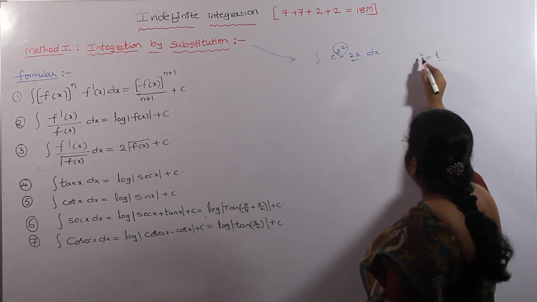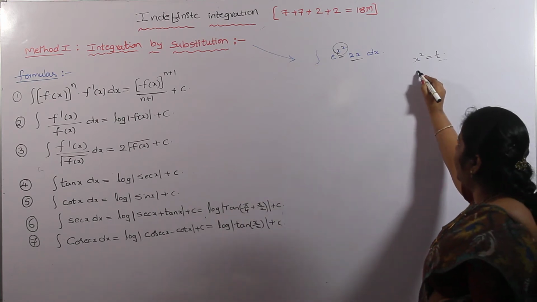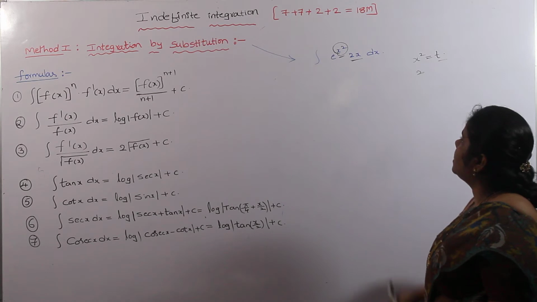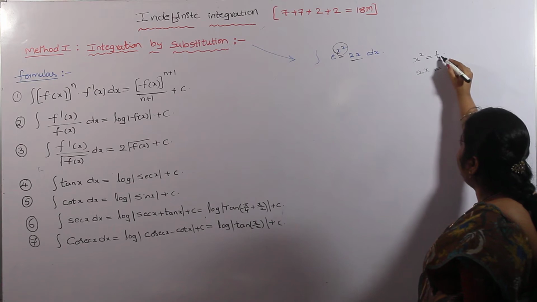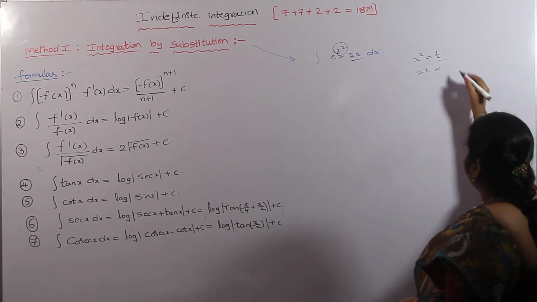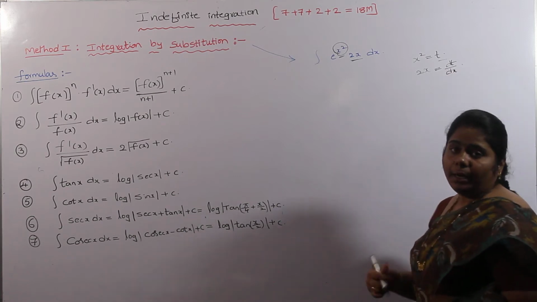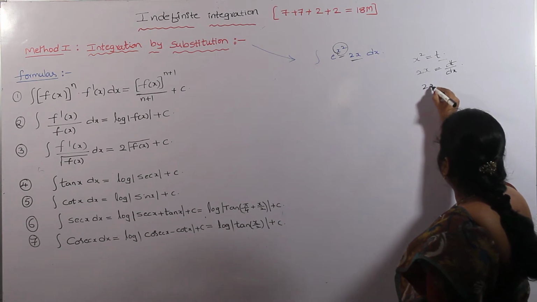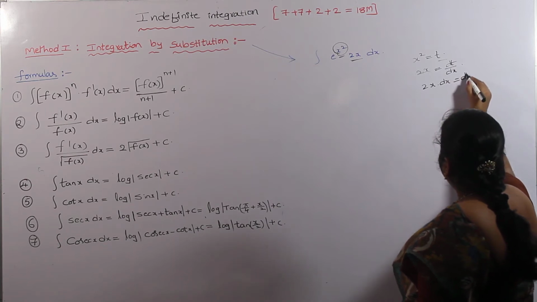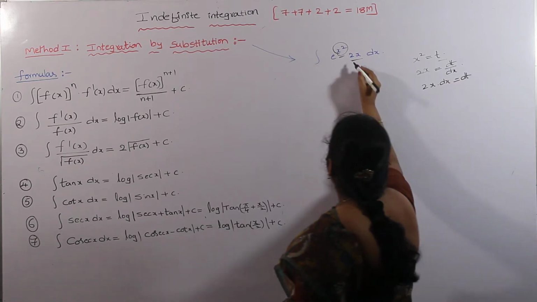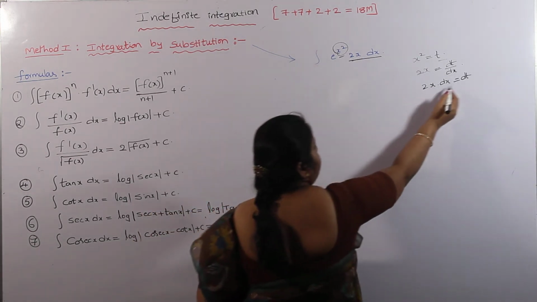Differentiation of x square is, this is in the form of x power n, n into x power n minus 1. That is 2 into x power 2 minus 1, that implies 2x only. That is equal to differentiation of t with respect to x, which is dt by dx. 2x is equal to dt by dx, this dx we transfer to this side. 2x into dx is equal to dt. Substitute here in this problem. Here 2x dx we get dt.